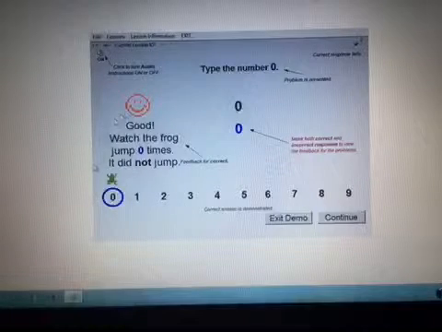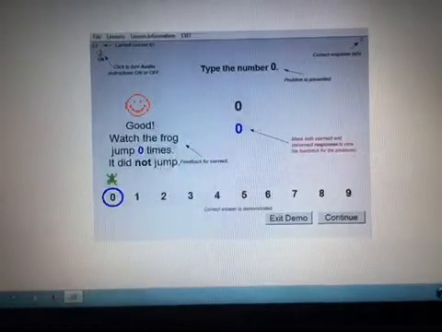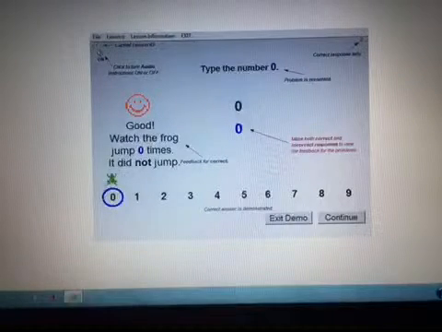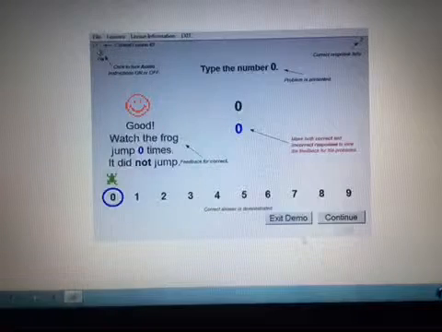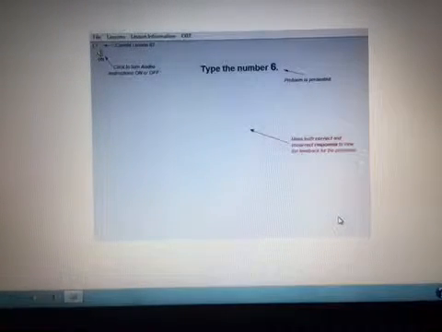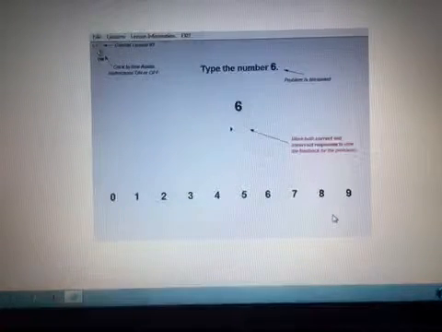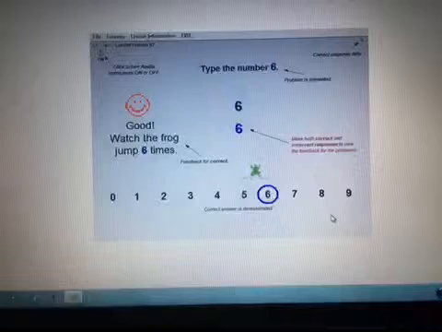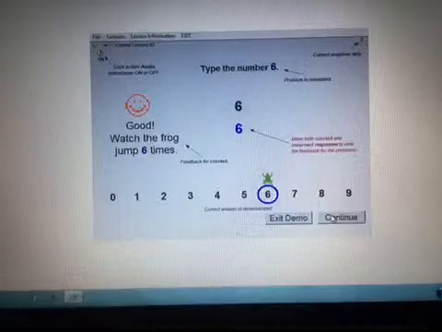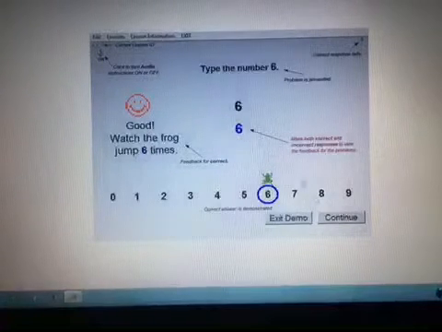So you can tell that if it's a 0, we have to change our feedback a little bit because the frog doesn't jump. Type the number 6. Good. Watch the frog jump. 6 times. So this is going to be the strategy for the lessons.